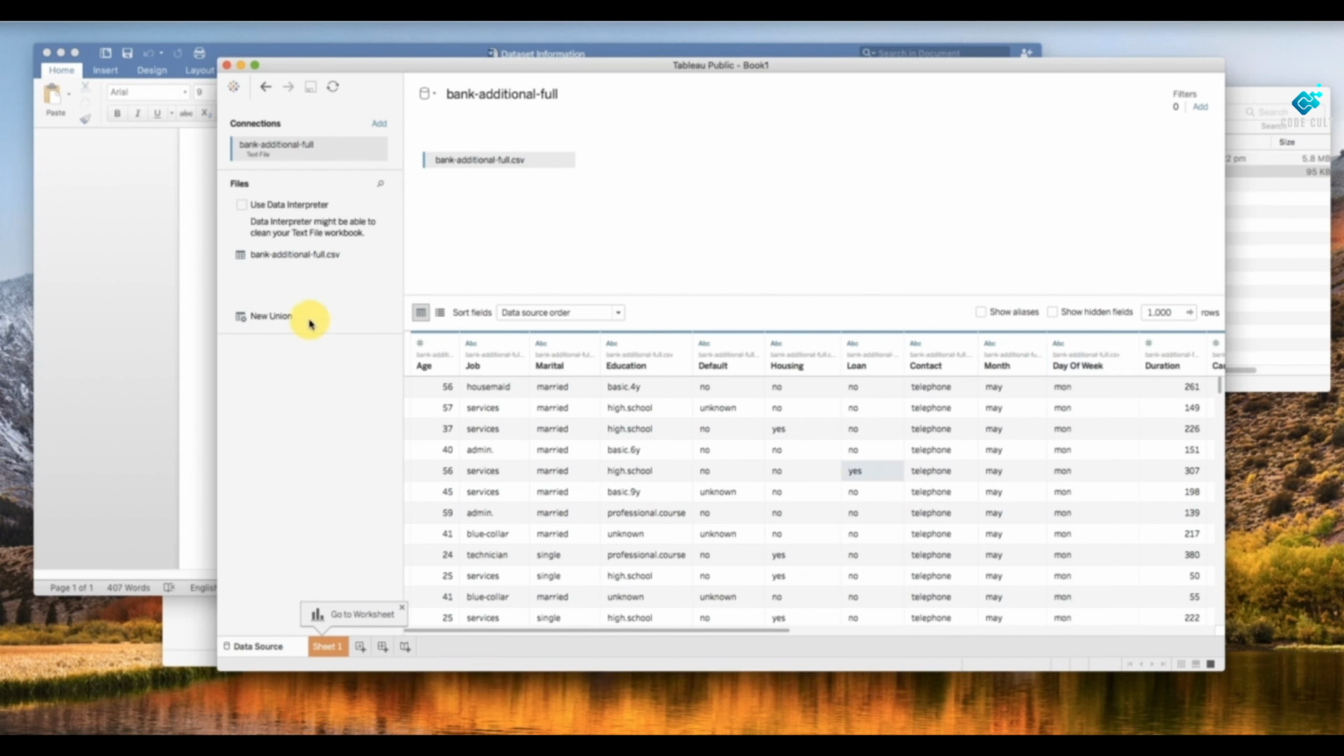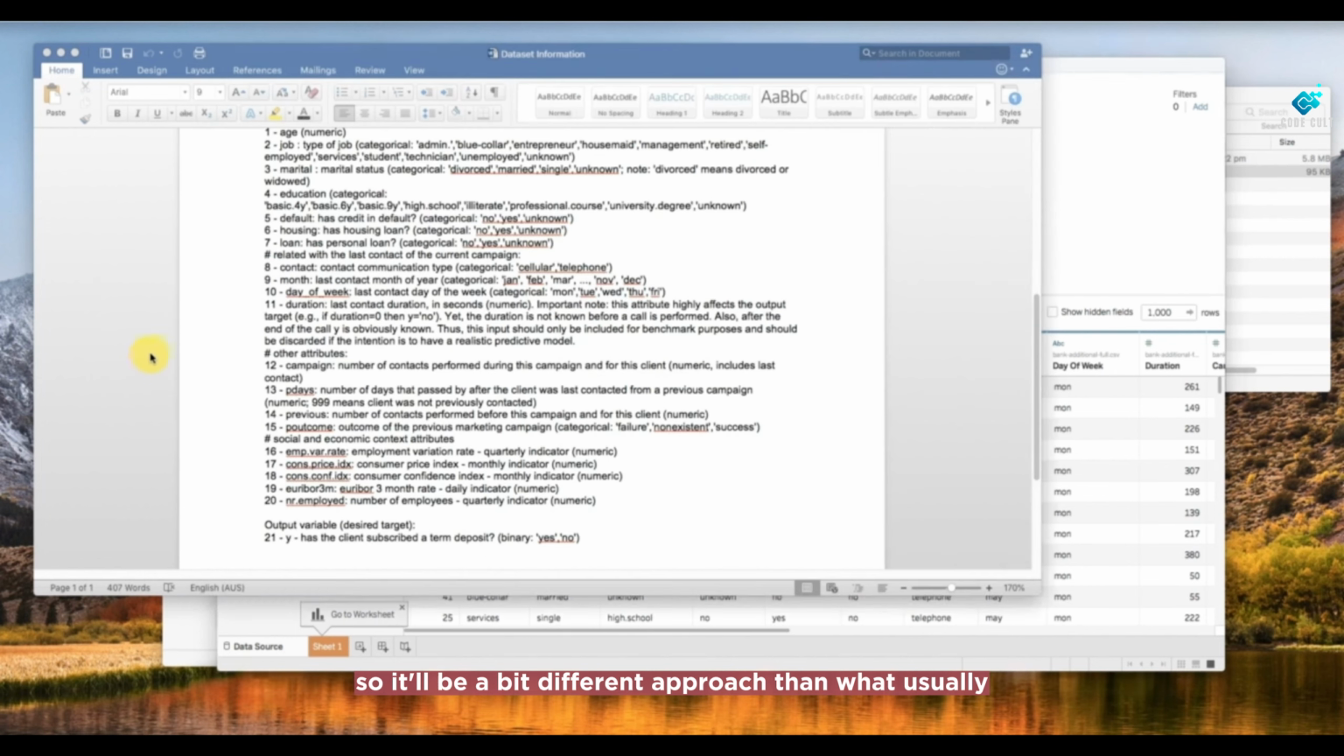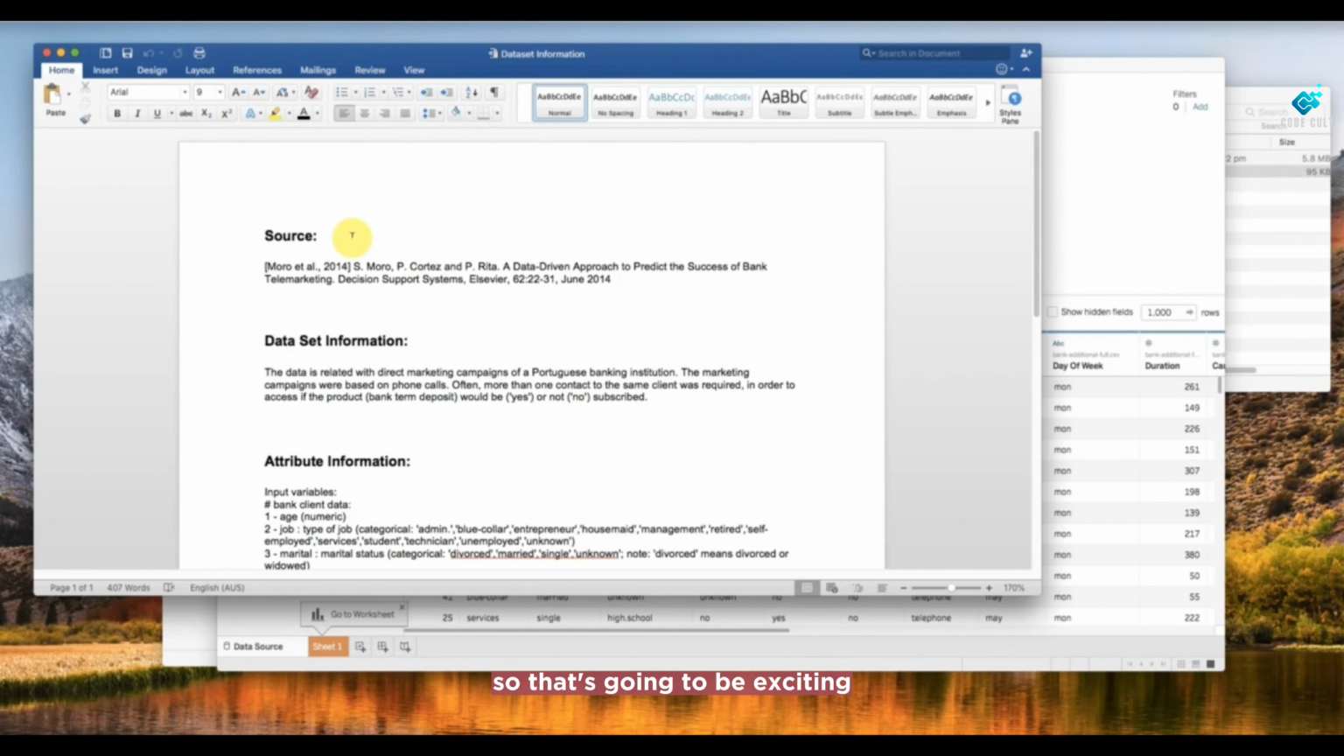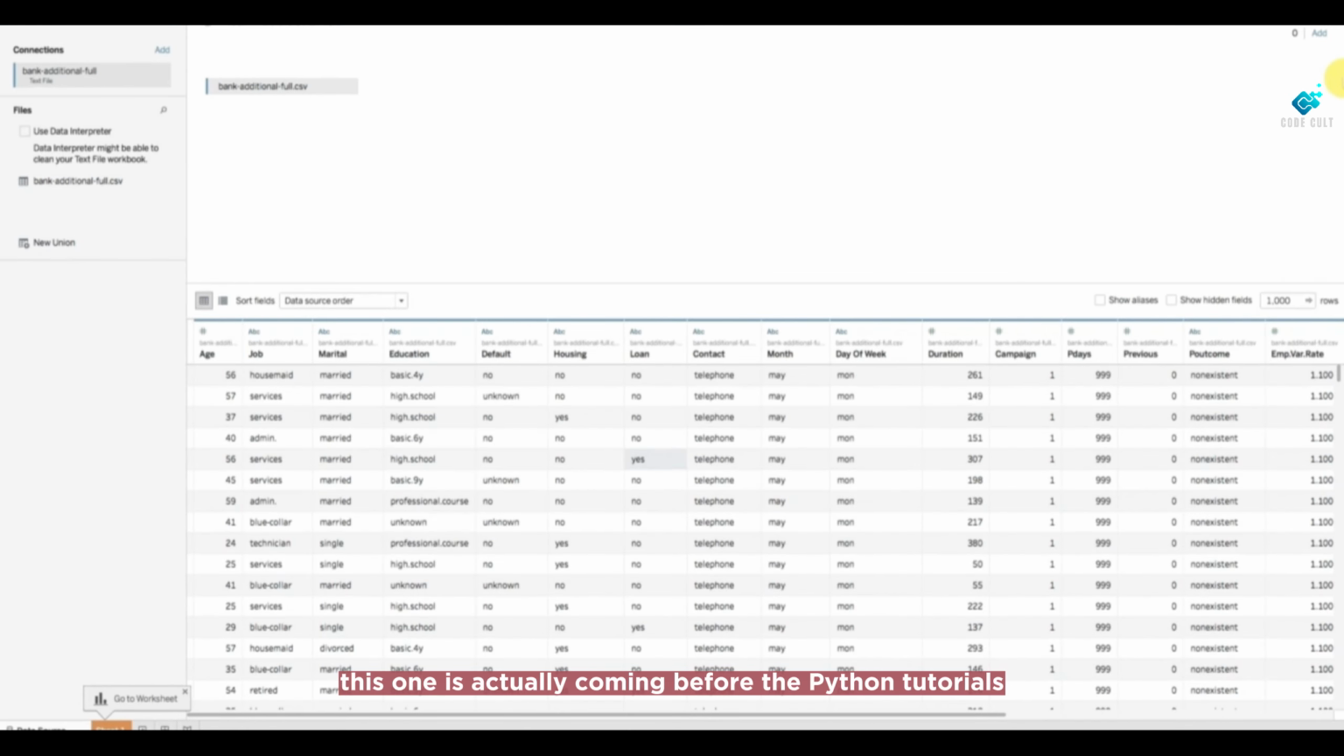We'll get through it. It's a typical data science problem, but we're going to be approaching it from a non-typical standpoint, so it'll be a bit different from what people usually expect or would do with this data set. So that's going to be exciting. This one is actually coming before the Python tutorials, so that's super cool. Congratulations if this is indeed the first time you're solving a data science problem.